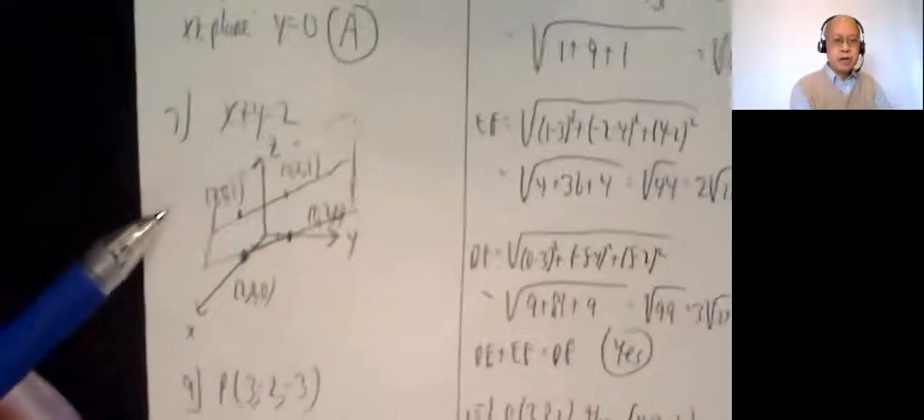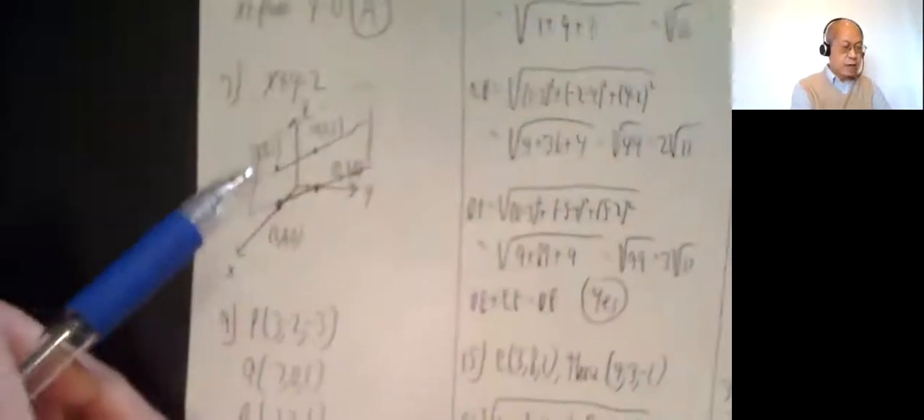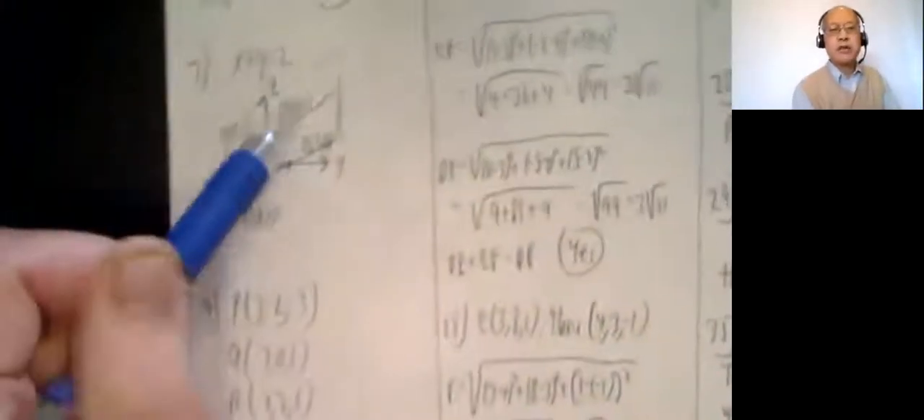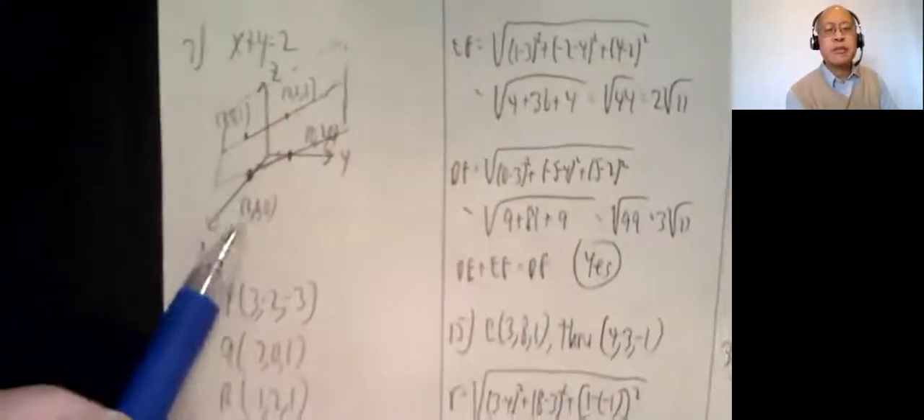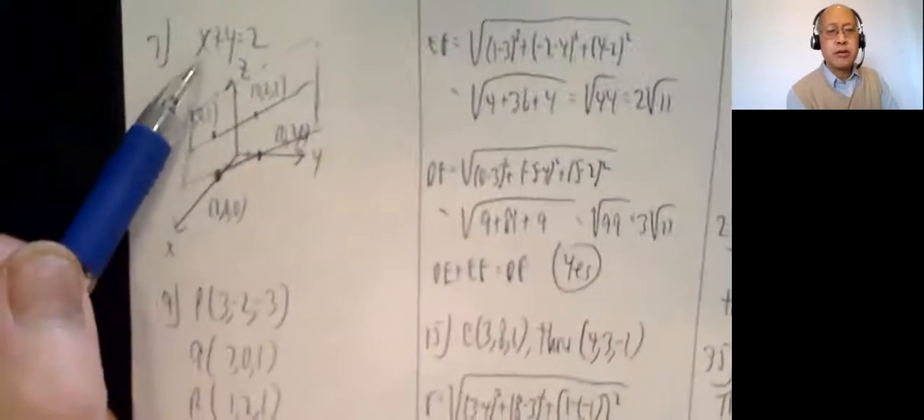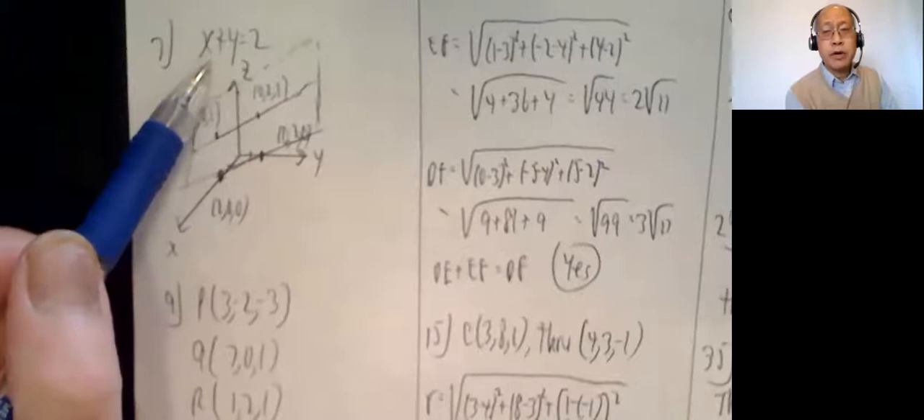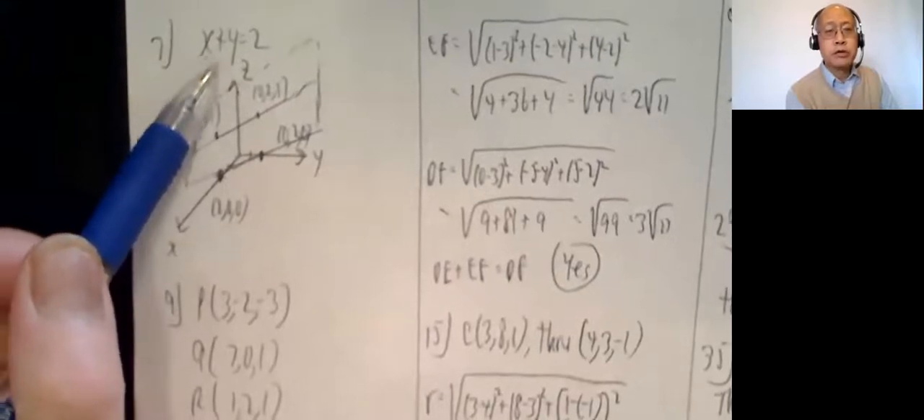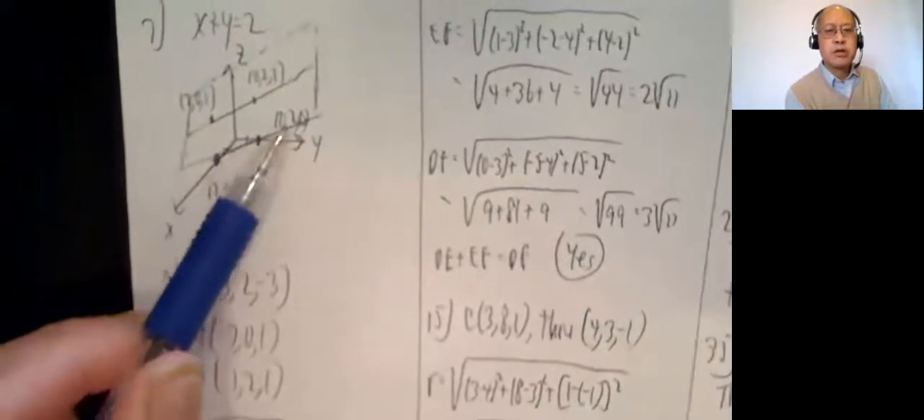Okay, number 7, it says describe and sketch the surface represented by x + y = 2. I think the easiest way to do this is start off with what you know. Pretend z is 0, the XY plane. Okay, so I picked some convenient points, (2, 0) and (0, 2). If I were in just x and y, (2, 0), (0, 2). So just have z = 0: (2, 0, 0), (0, 2, 0).